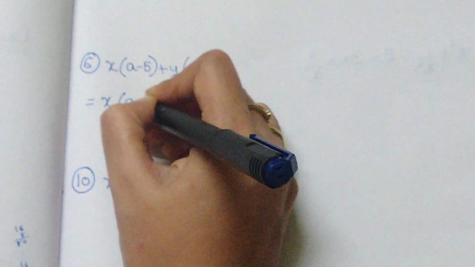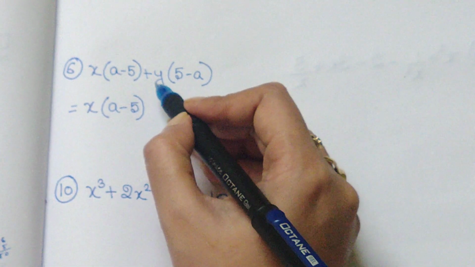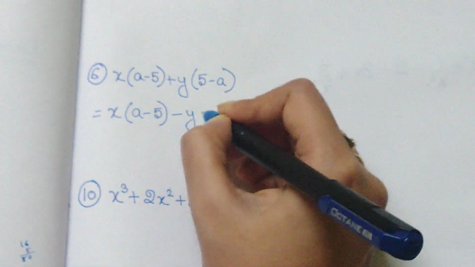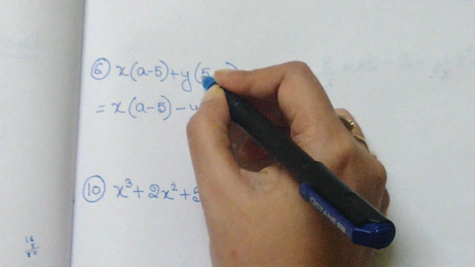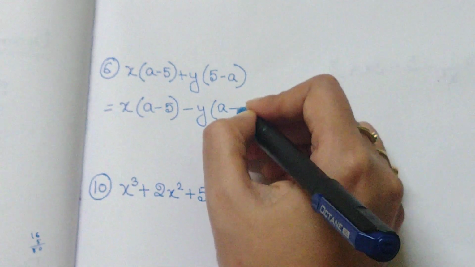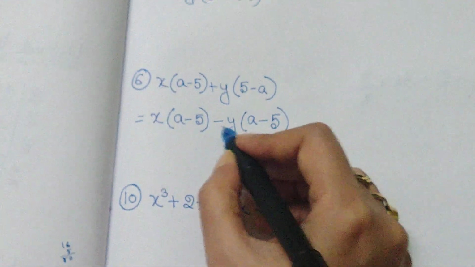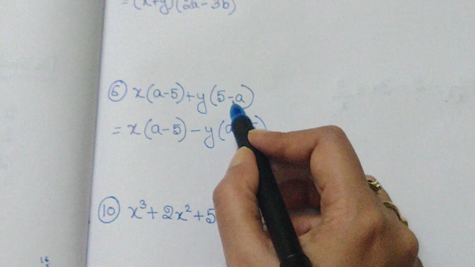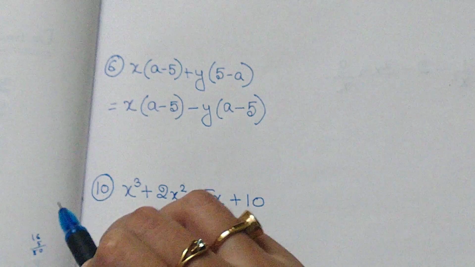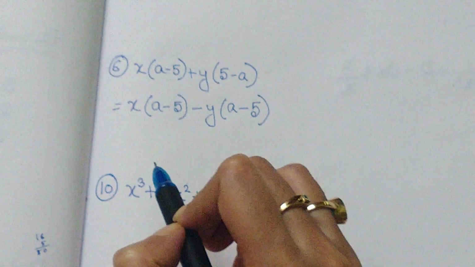x into a minus 5, I can take minus sign common. Since I am taking minus sign common, so plus will become minus y, and this will become a, and over here plus sign is there. Since I have taken minus sign as common, I will be putting this minus sign so that minus minus will become plus. Now see, I have not changed anything, because minus a is given, so plus minus minus. Plus 5 is given, so minus minus plus. So I have just taken minus sign as common so that I can find out the common factor.